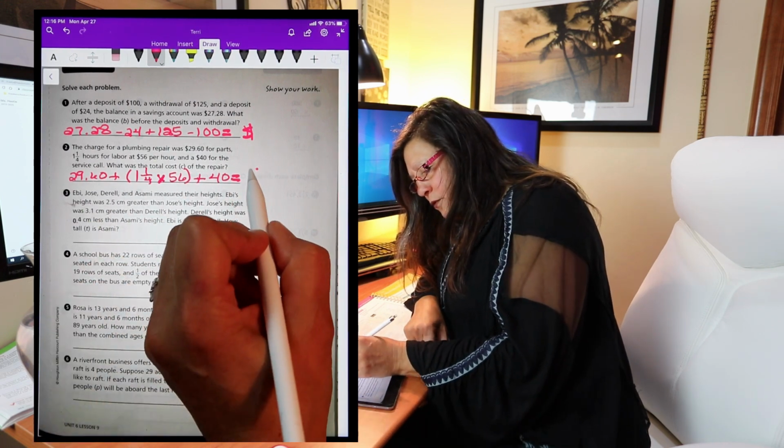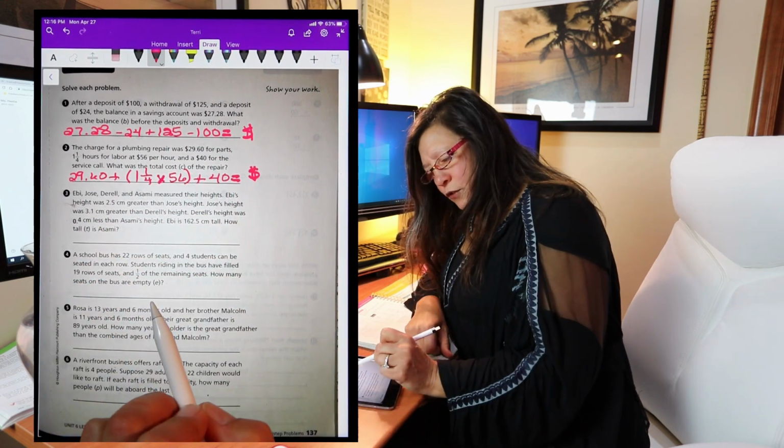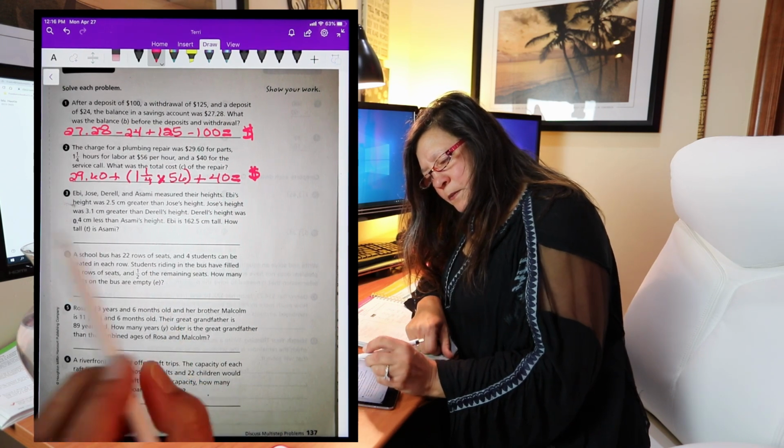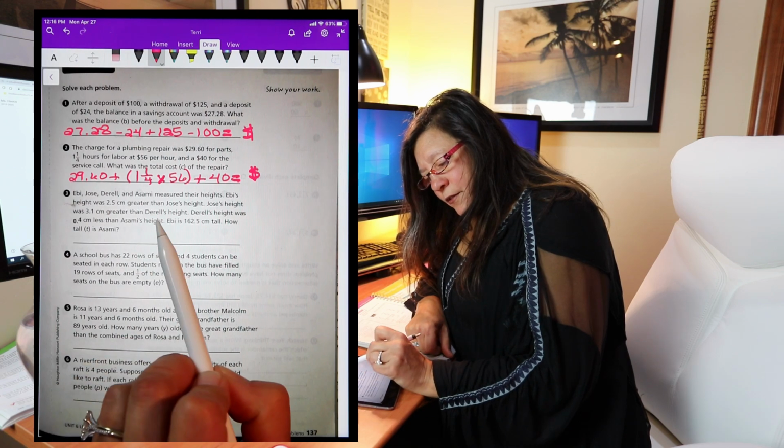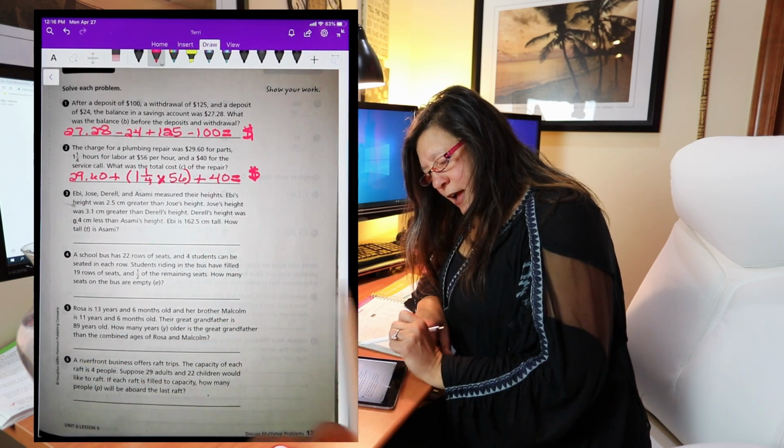Okay, so go ahead and do your math there, and that's going to give you the total of what it costs for the repair. Number 3, Evie, Jose, Daryl, and Asami measured their heights.